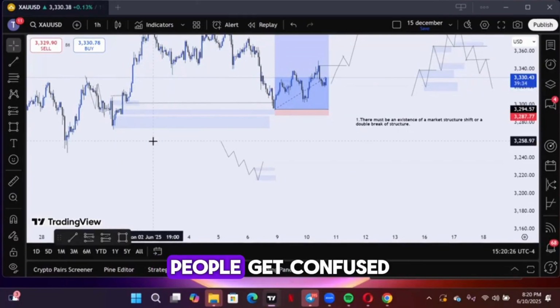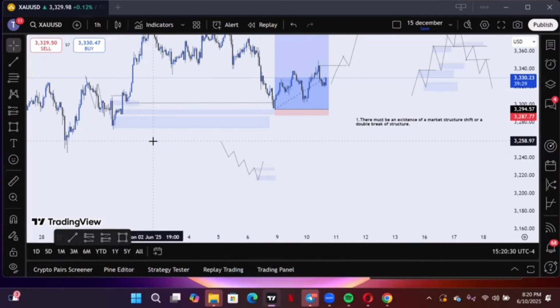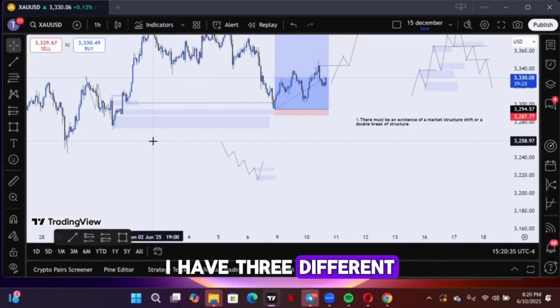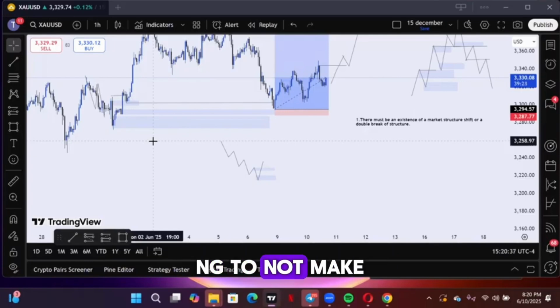Now, once this happens, people get confused. Okay, I have a breaker block here. I have an order block here. Which POI am I actually going to make use of? That is where it gets tricky. I have 3 different POIs here. Which one am I going to not make use of?